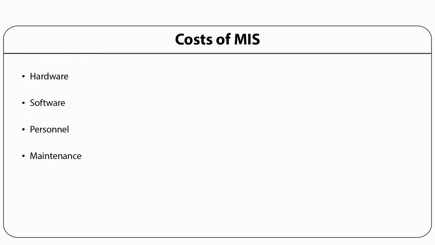The personnel which are employed to work on MIS are of different categories. Because a variety of personnel are required to carry out operations of MIS, personnel costs in MIS are also very high. And lastly, maintenance. All the hardware and software and the other equipment for operating the MIS requires error-free maintenance. And having such kind of maintenance is again a very costly affair.